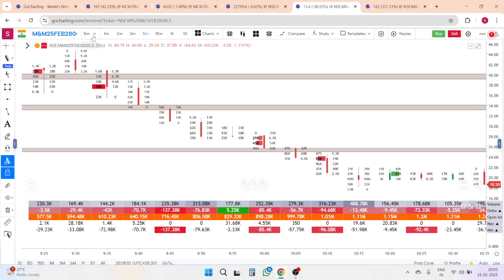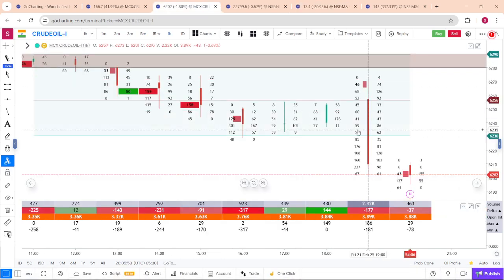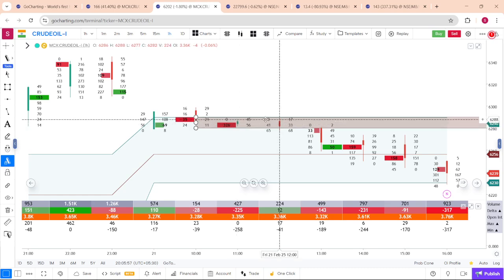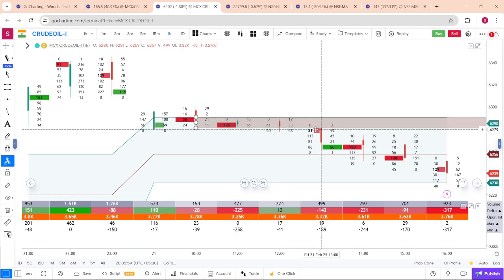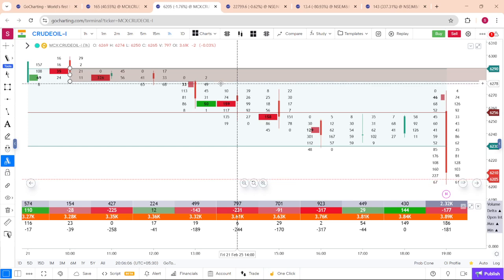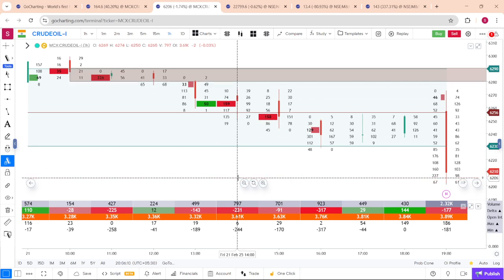And this is the chart of crude oil, you know. See, this imbalance level closed below. What happened after that? It has gone down 6279, 6278 to 6206, 72 points. And that is for short sellers. Since we are option buyers, we can buy put option at this area, in this area.